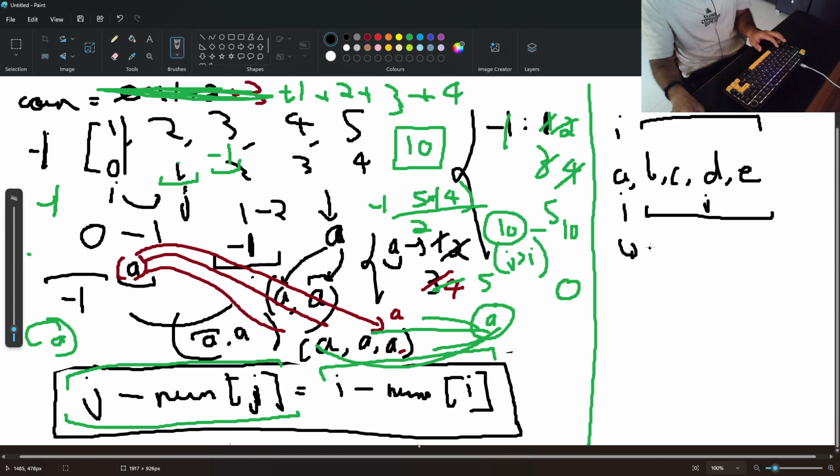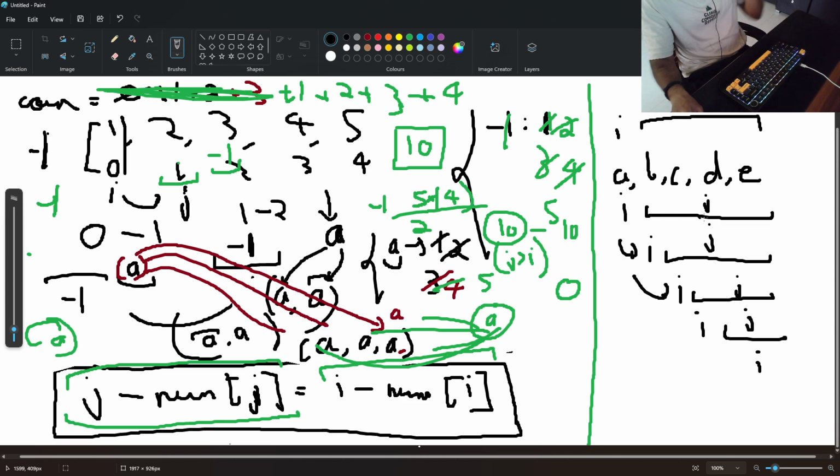Then I moved to this one. When I moved here, the possible values of j were this right here. Then I moved forward, the possible values of j remaining were these two. Then I moved again forward, then the possible values of j were all this. And then when I moved up till here, there were no possible pairings. So this is how the pairings are done.